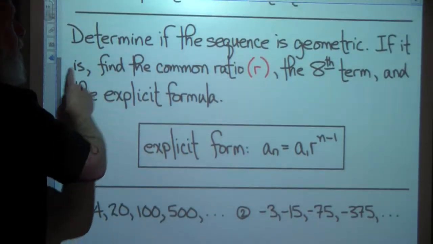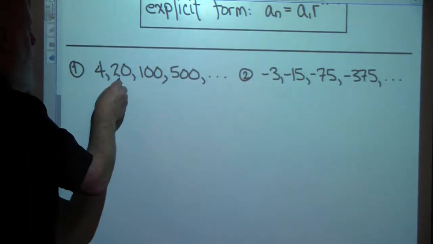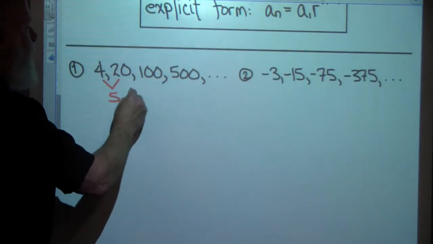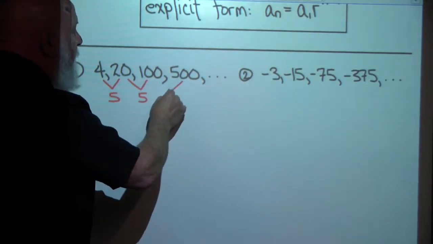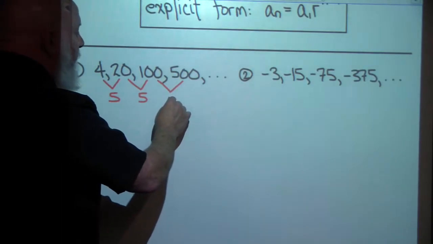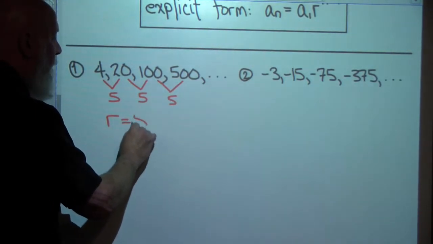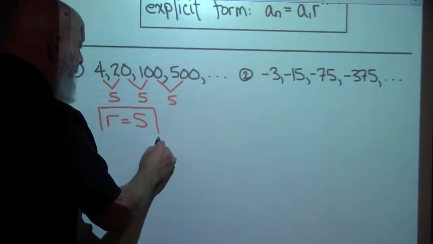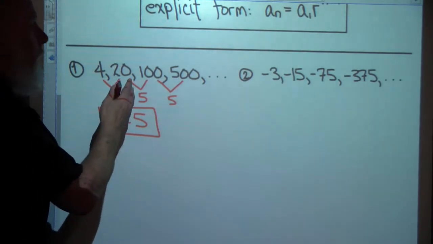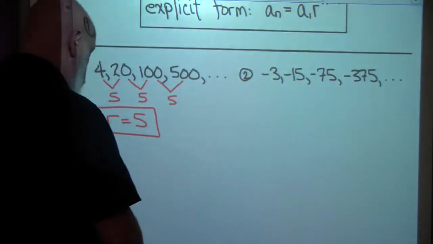We want to determine if the sequence is geometric. Well, let's do that first. 20 divided by 4 is 5. 100 divided by 20 is 5. 500 divided by 100 is 5. So my common ratio is 5. This is geometric. So there's my common ratio. It asked me to find it if it is geometric. Now, if these weren't the same, I'd just say it's not geometric, and I'd be done.